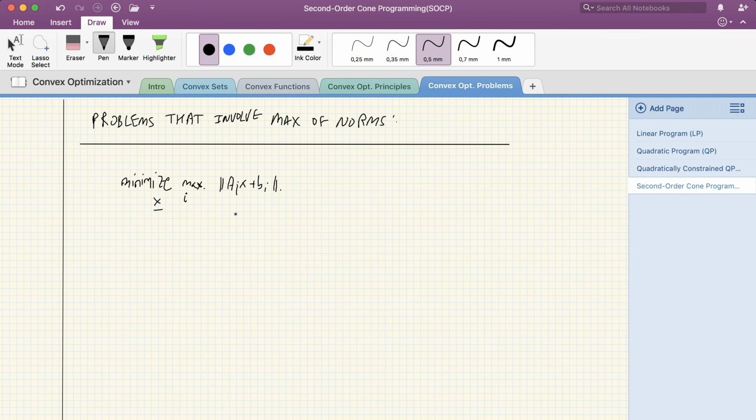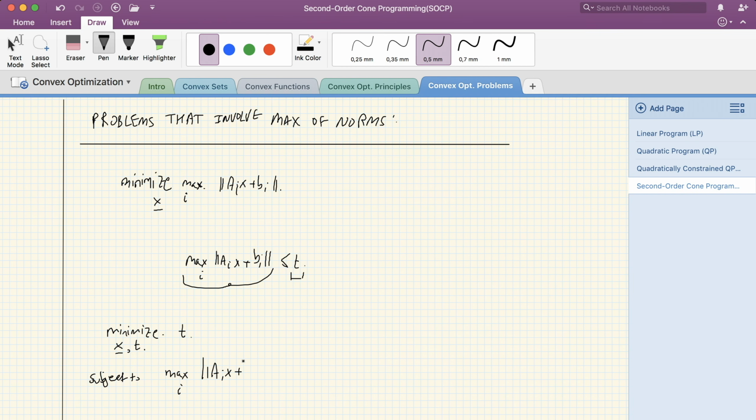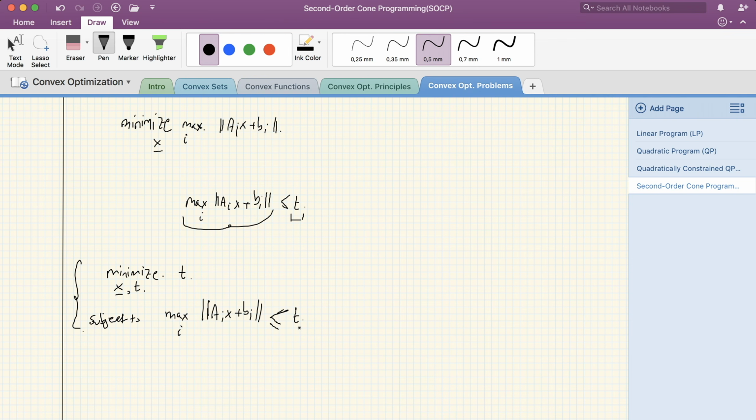Well, in that case, you also have an SOCP, and why is that? Well, in a very similar manner, you could say that let's upper bound the max of the norms by a parameter t, and instead of minimizing the max, you minimize only t. And thus, the problem we're looking at right now is a minimization with respect to vector x and the scalar t. So we're minimizing t instead, subject to max i of Ai x plus bi. And that's what we're looking at.